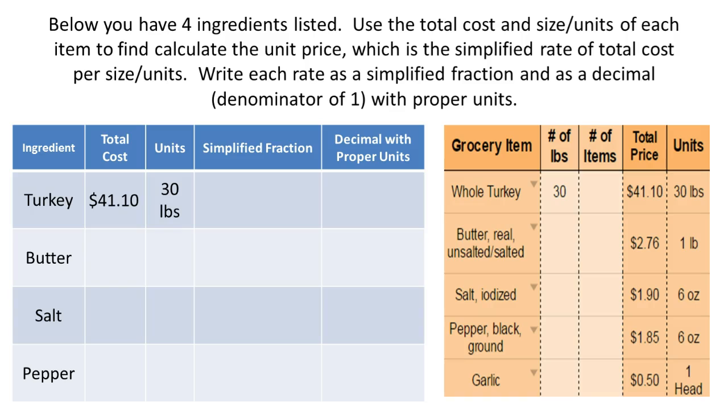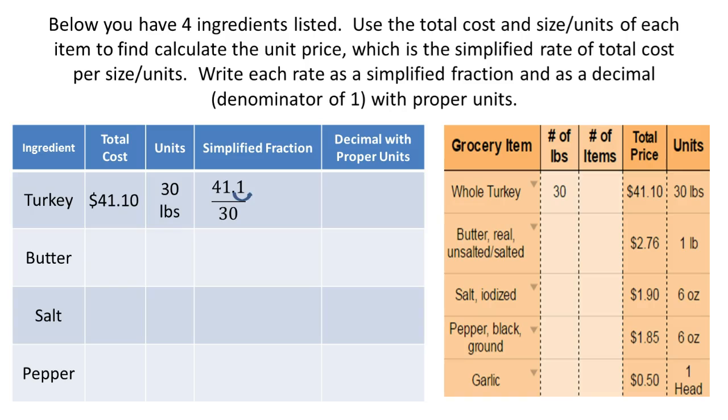So we paid $41.10 for 30 pounds of turkey. To write this as a simplified fraction for our rate, it's $41.10, which is our dollar amount, per 30 pounds. So 41.1 over 30. As a good rule of thumb, the dollar amount usually goes in the numerator of a rate. To simplify this as a fraction, I need to turn that decimal into a whole number.